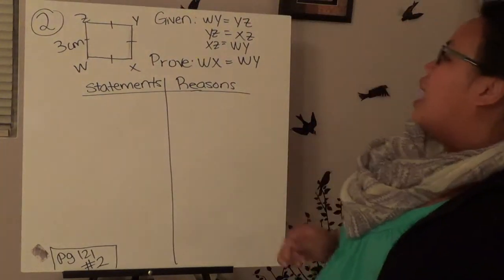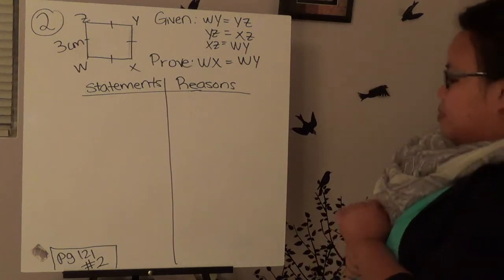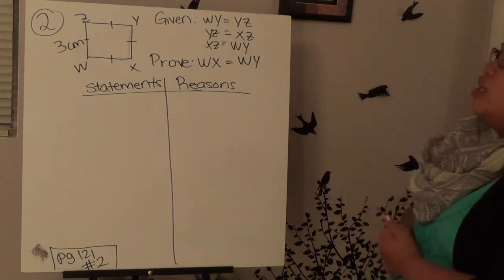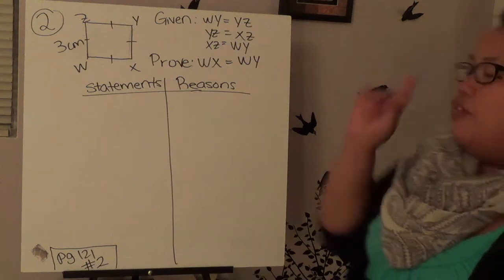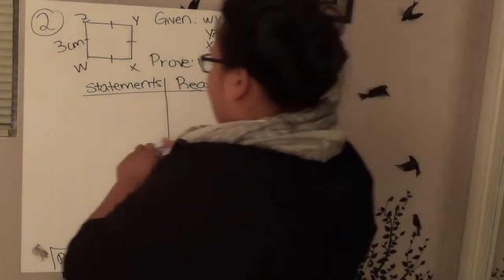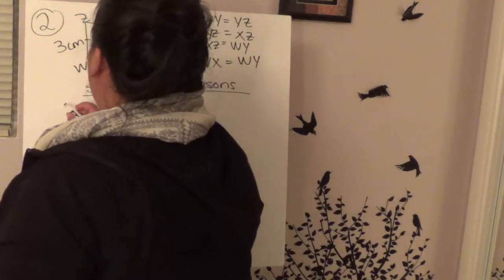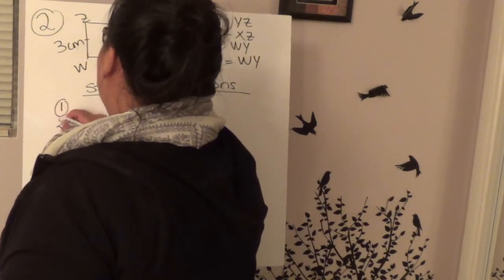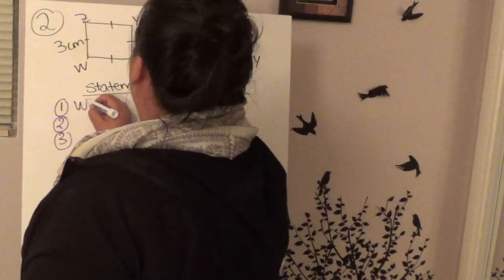Okay, so our last problem is number 2, and basically, first and foremost, what are we going to start with? We're always going to start with our given. So the first one, and we're going to write them. There's 3 givens, 1, 2, 3, so I'm going to write them all.